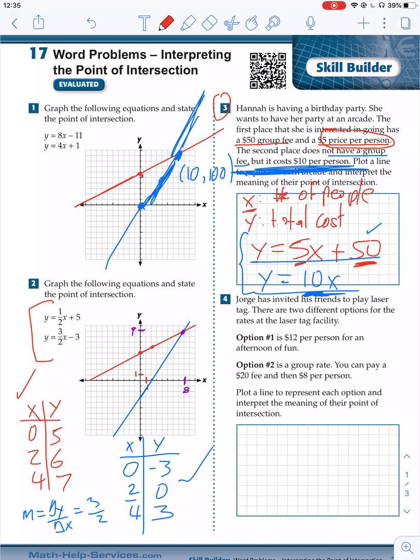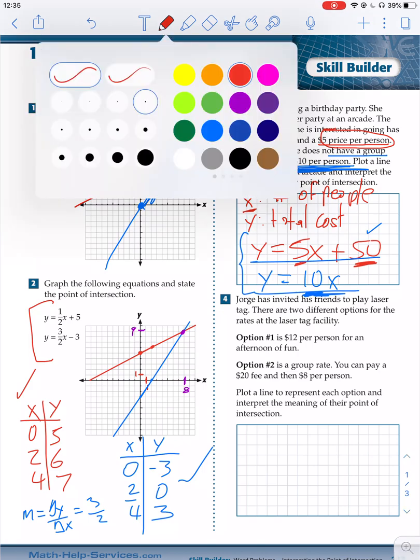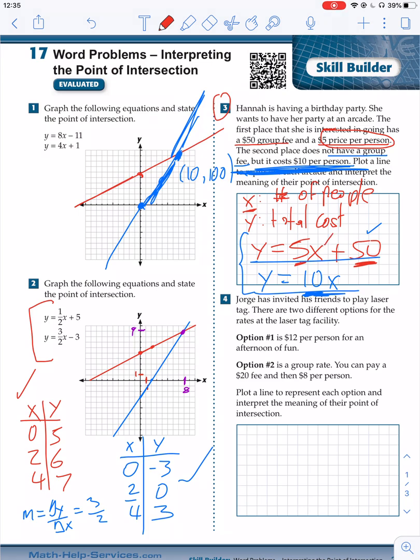And you can kind of work this out, right? So let's say that 11 people are attending the party. If it's 11, then 11 times 5 is 55. 55 plus 50 is 105. Now, if 11 people are attending in the second arcade, then 10 times 11 is going to be 110. So this is going to be more expensive. So your point of intersection kind of tells you which option is cheaper in some sense.